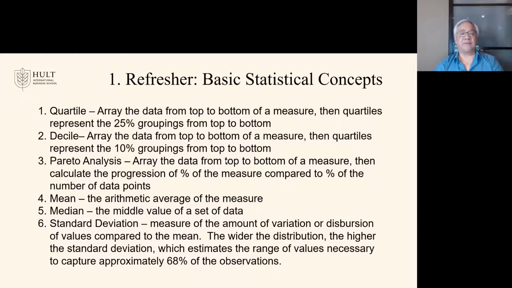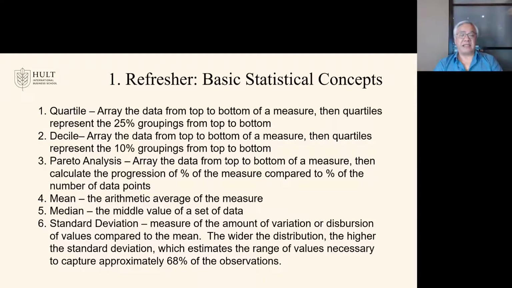The third topic is Pareto analysis. Similar to this, it's the famous 80-20 rule. So we array the data, and we see if we get to 80% with 20% of the data points. And this shows the accumulation or the consolidation of the major activity among a few of the items, not evenly distributed. Fourth is the statistical measure of a mean. This is a straight average. It's an arithmetic average of the data points.